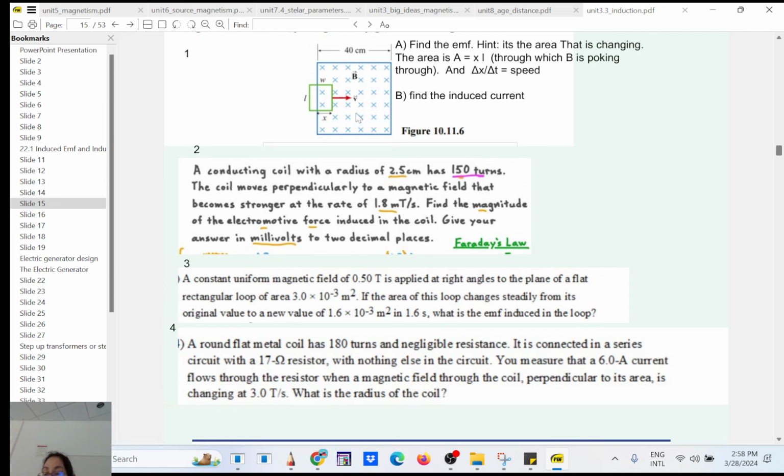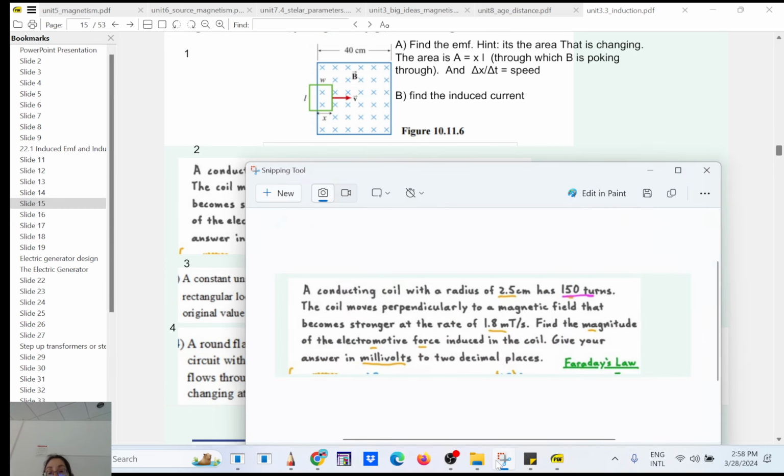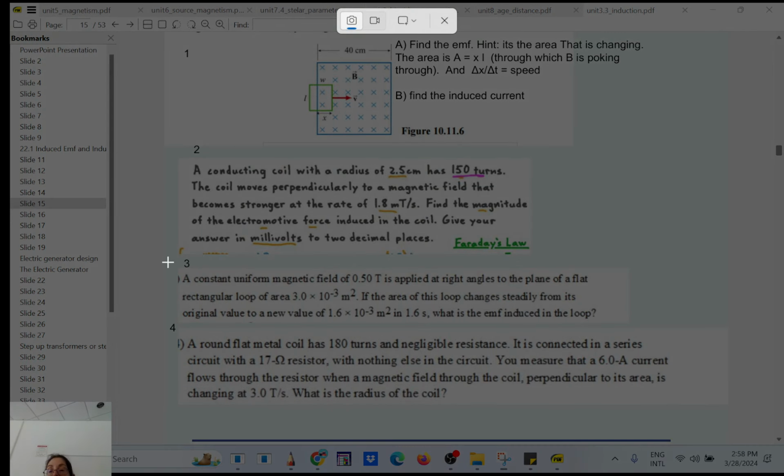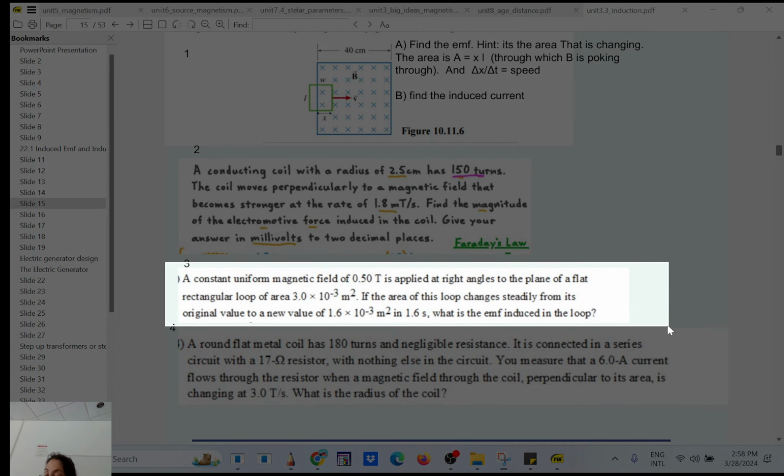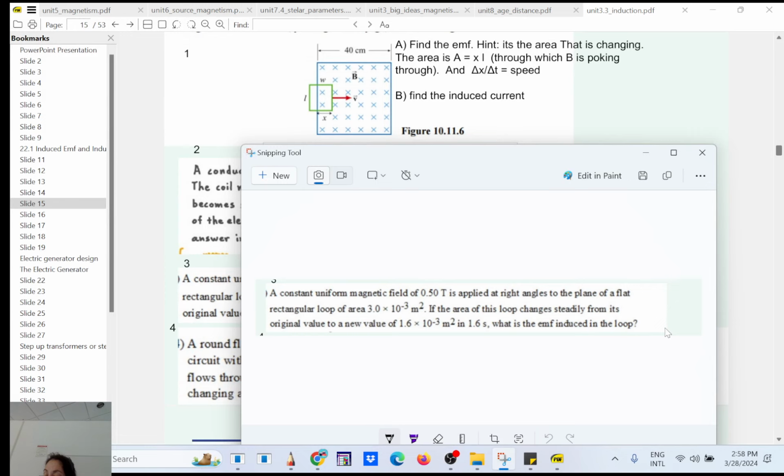Okay, so I'm going to go back to 1, but first, this one is also easy and easier. So let's try to do 3. Okay, so talk to each other and try to do 3.